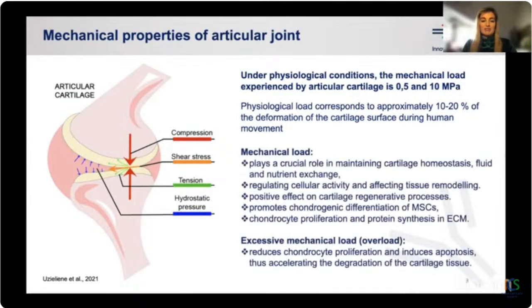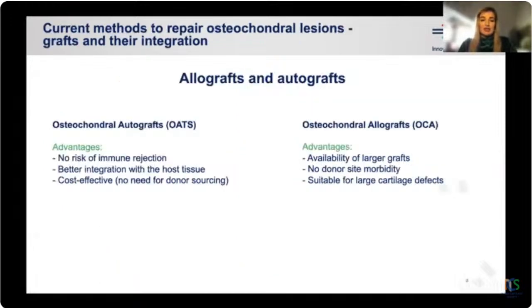We all know that it plays a very crucial role in maintaining chondrocyte homeostasis. It ensures fluid and nutrient exchange, and of course, it stimulates chondrocyte proliferation and the synthesis of extracellular matrix. And of course, excessive mechanical load brings a lot of troubles, like reduced chondrocyte proliferation, induced apoptosis, and also defects like traumas. So, getting closer to the methods that are being used to repair it.